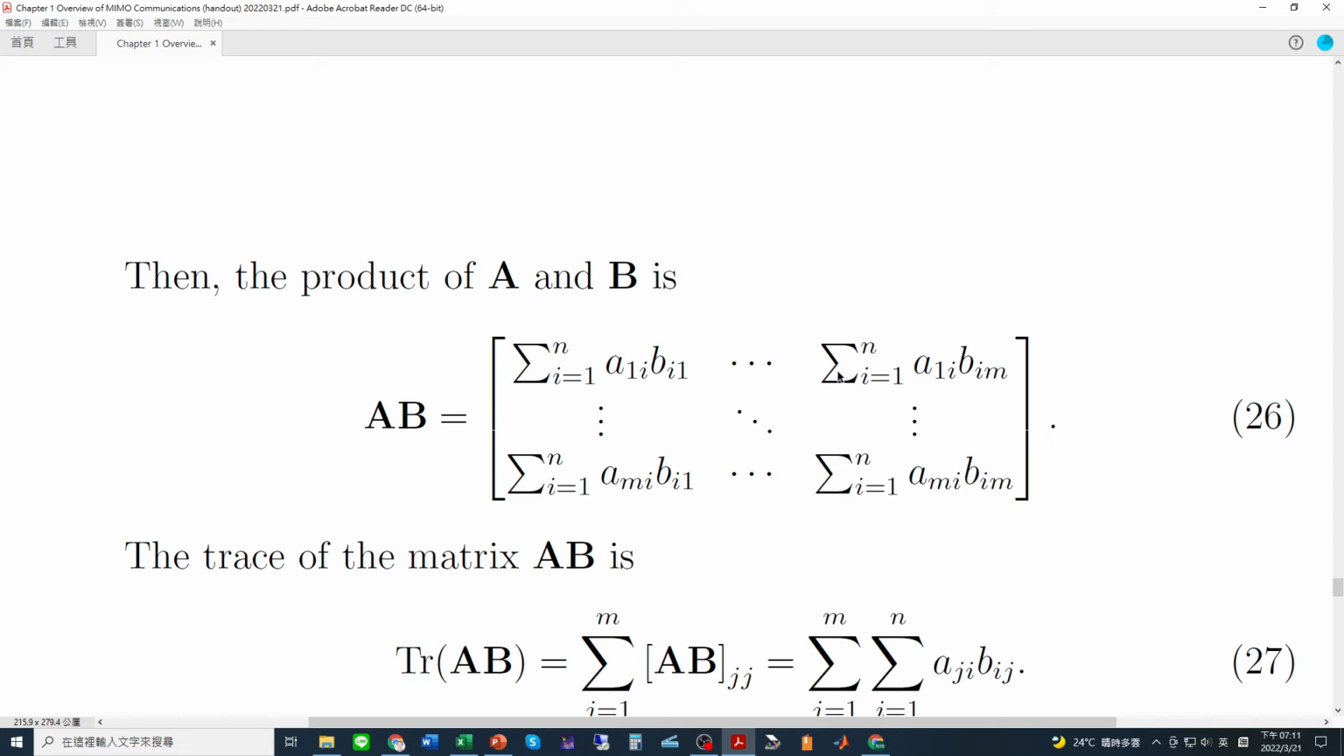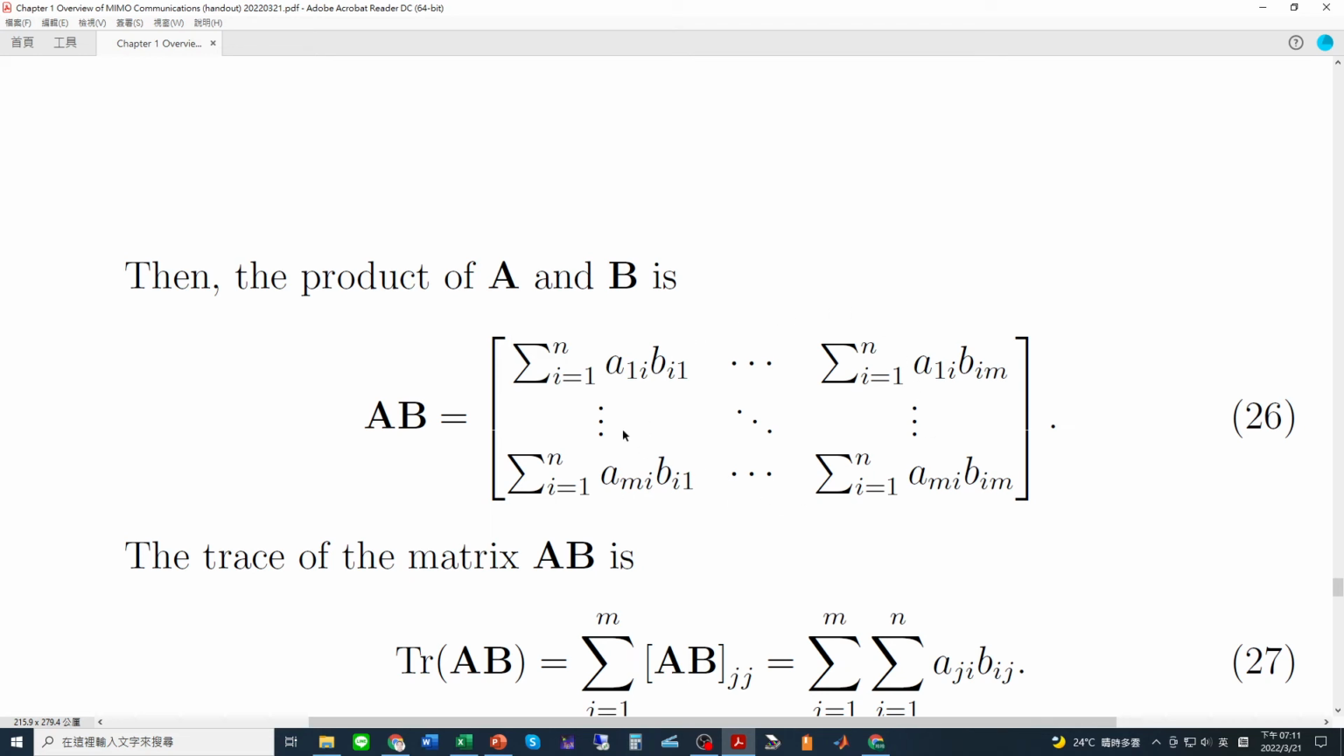So similarly, the last element of the first row of AB is equal to the summation i equals 1 to n of A1i times Bim, and the first element of the last row of the matrix A times B is equal to the summation i equals 1 to n of Ami times Bi1. Okay, and so on. And the final term is equal to the summation i equals 1 to n of Ami times Bim.